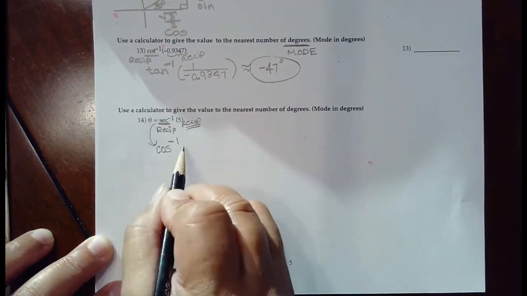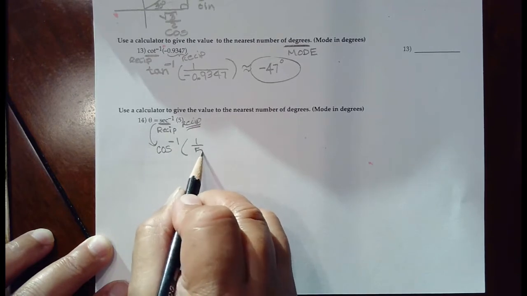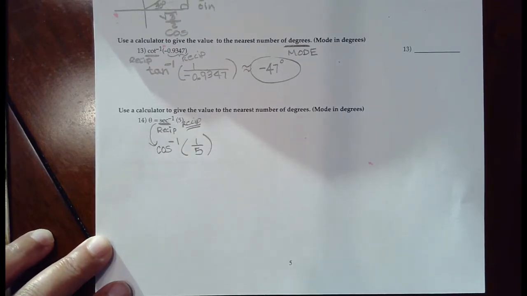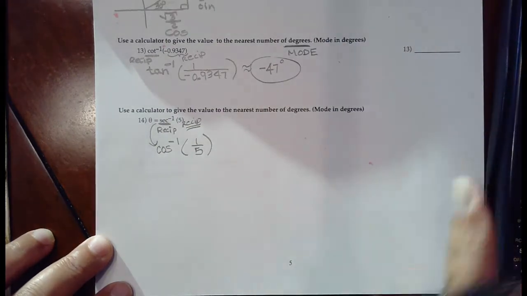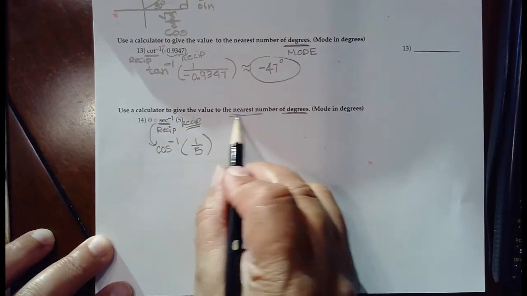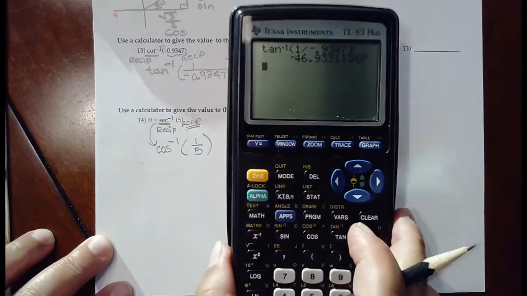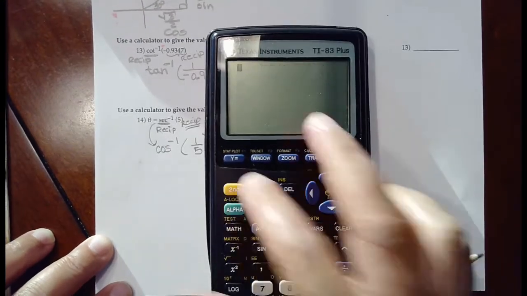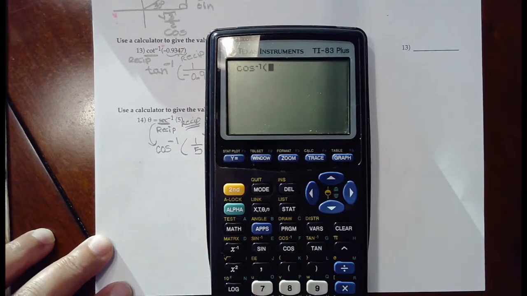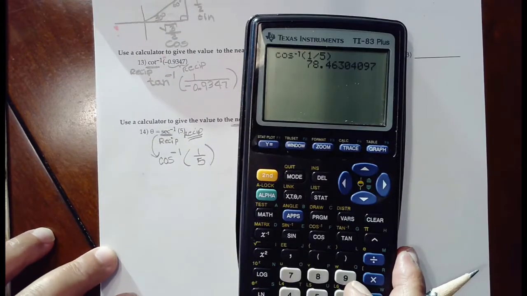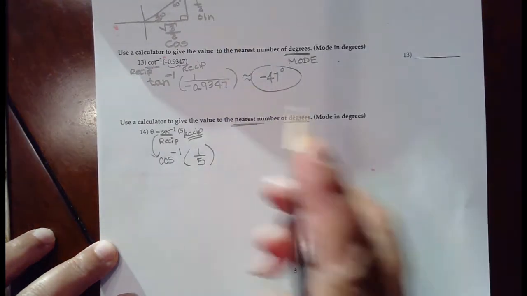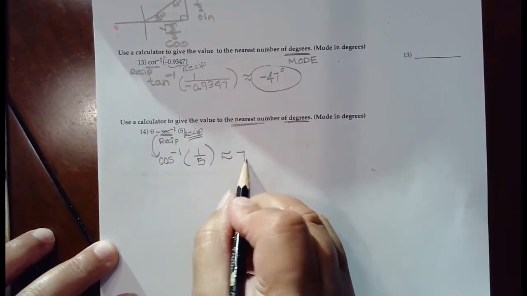You're in degrees already. Still says do it to the nearest number of degrees. So here we go. Second inverse cosine. And we're doing 1 divided by 5. And that turns out to be, let's see, nearest degree, 78. Okay, so that's number 14.